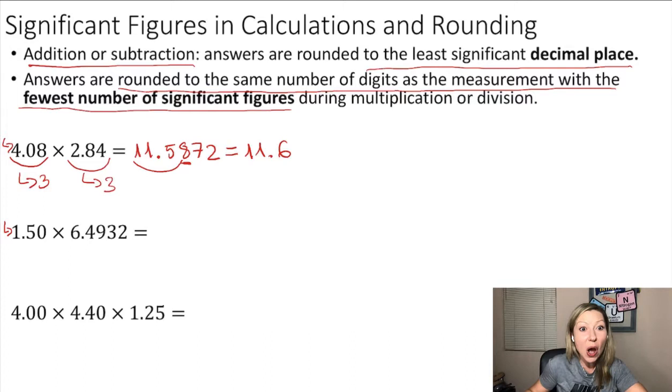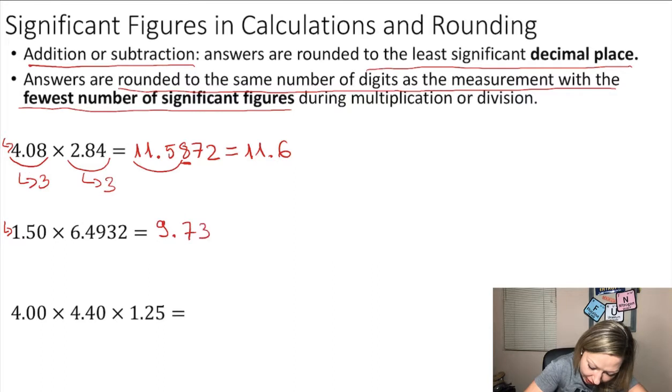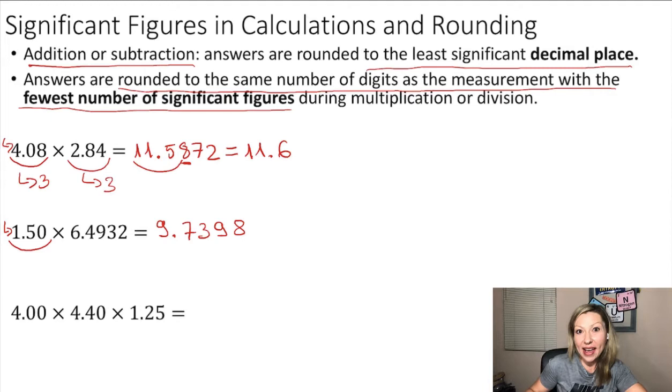Okay, let's take a look at the next example right here. If you do this calculation in your calculator, it's going to give you 9.7398. Okay, how many sig figs do we have in our numbers? 1.50 has 2 or 3 sig figs? 3 significant figures, right? Because the 0 after a decimal point is significant.